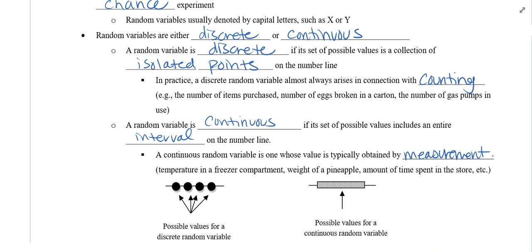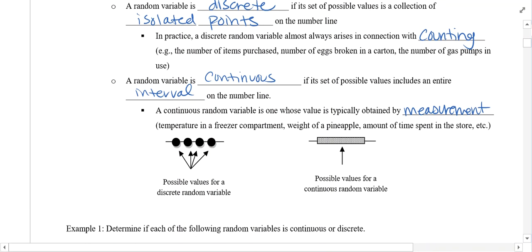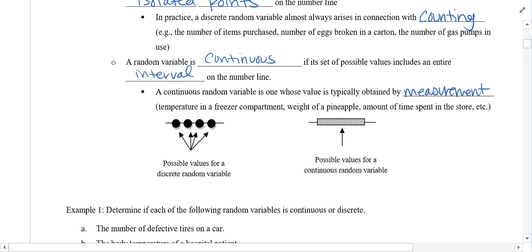A lot of times it occurs with measurement, like height, weight, weight of a pineapple, amount of time spent in the store. Those things are only limited by our measuring device. So possible values for a discrete random variable are usually isolated points that are countable. Possible values for a continuous random variable take up that whole interval.